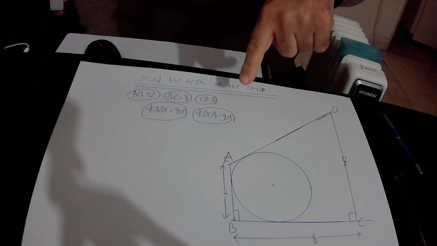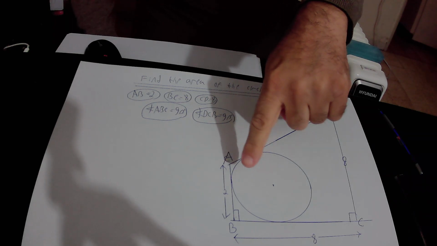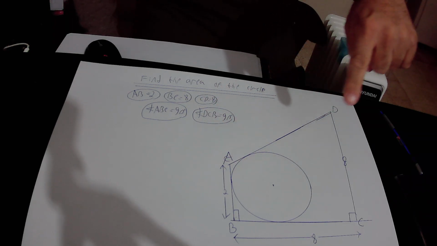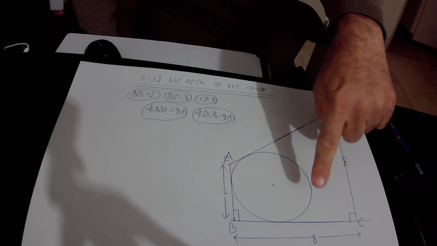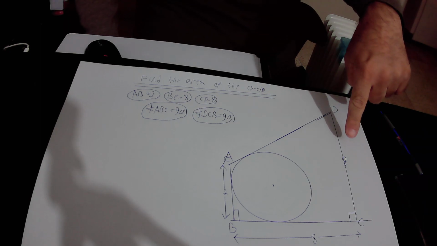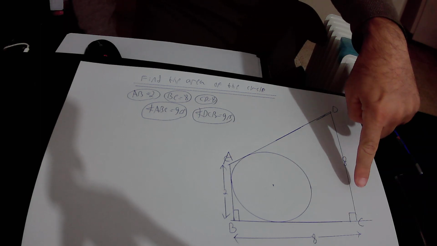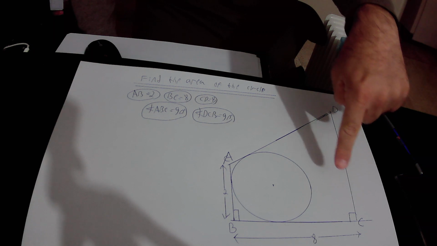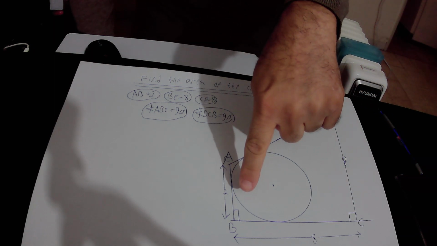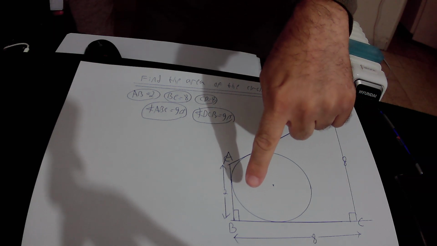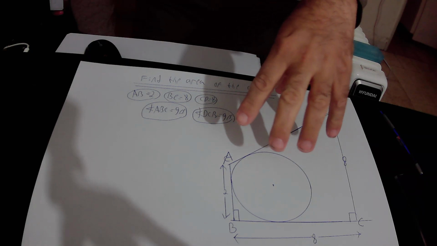and we also know that line segment AB equals 2 units, line segment BC equals 8 units, line segment DC also equals 8 units. This angle DCB equals 90 degrees, and this angle ABC is also equal to 90 degrees. Our mission is to find out the area of this circle.